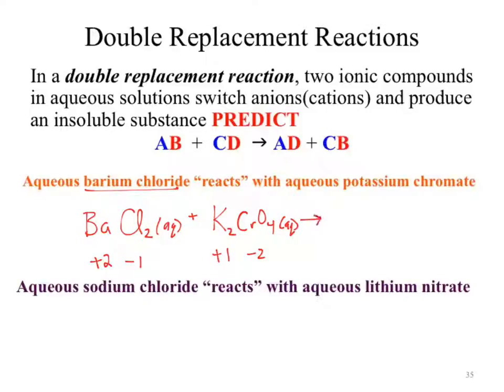This is now going to produce our products, and our products are going to be potassium with our chloride plus barium with our chromate. So all I'm doing is switching the ions. The only subscript that has come along is the 4 from chromate. Why do I bring that 4 across? That's what makes it chromate.